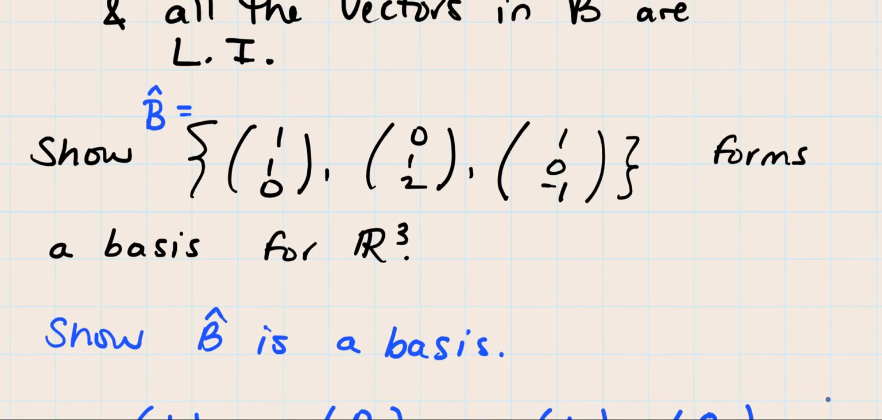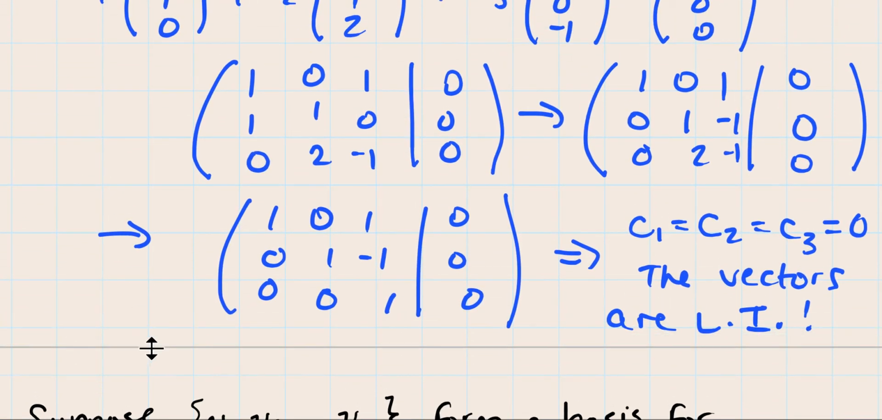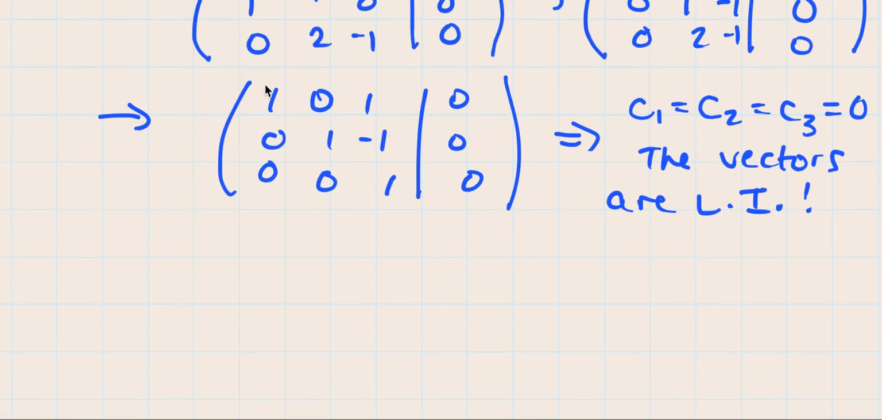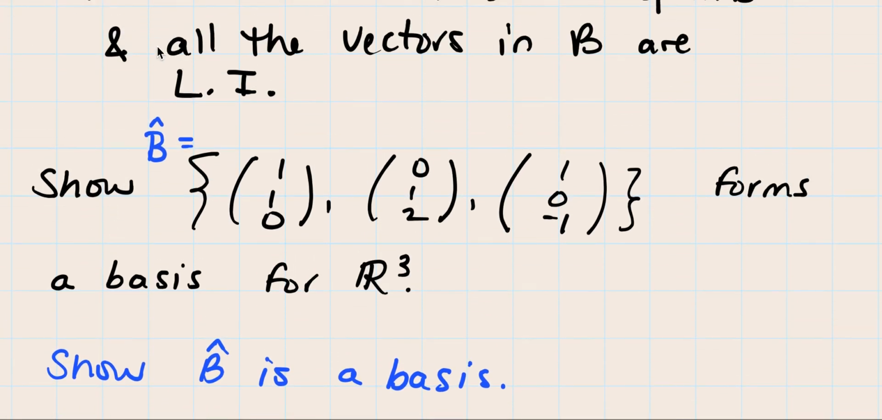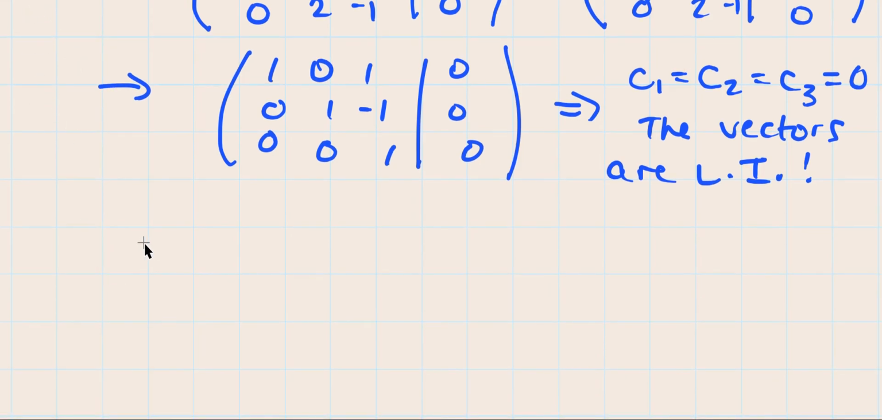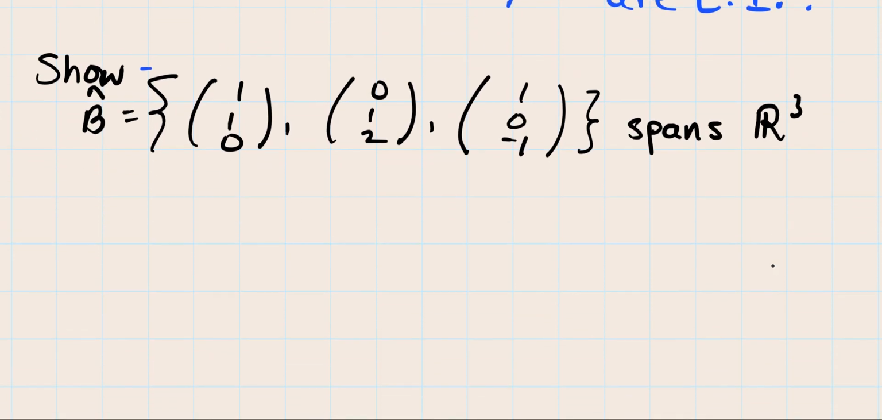Now we need to show that these vectors span our vector space R3. I always don't put enough space, so let's move this down. Okay, let me copy these vectors. So I want to show B hat, which is equal to this, spans R3.